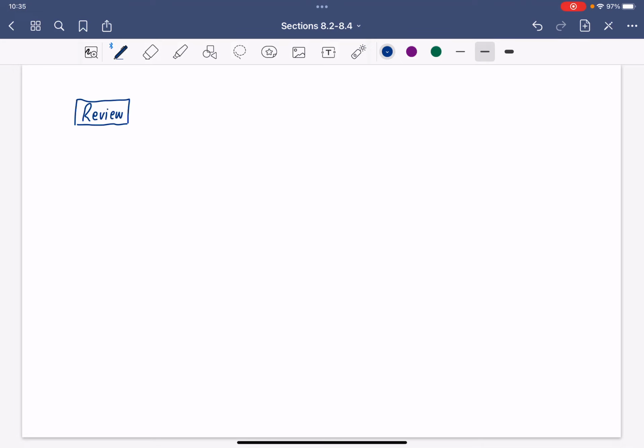Okay. So let's start today by taking a look at the content from last week. Last week, in chapter 8, we introduced the notation A subscript N. This is the notation for a sequence. So we're going to put the parentheses here. So this means the sequence.